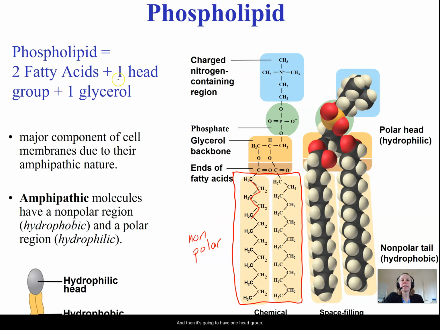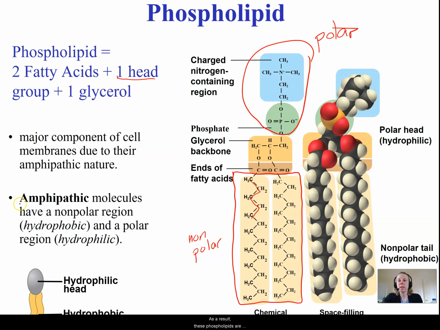And then it's going to have one head group, which is this group up here, and this part is going to be polar. As a result, these phospholipids are called amphipathic. Amphi for both, and pathic for two parts, basically. So amphi, both hydrophilic and hydrophobic, and so they've got those two parts to them.